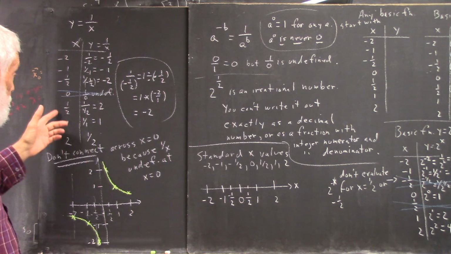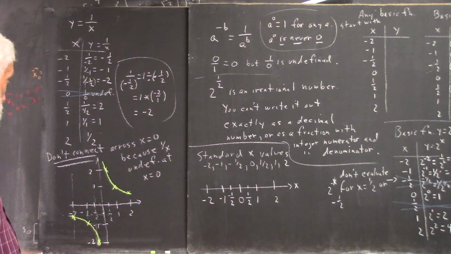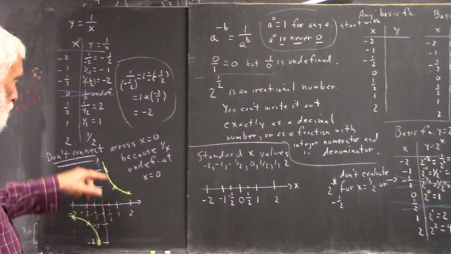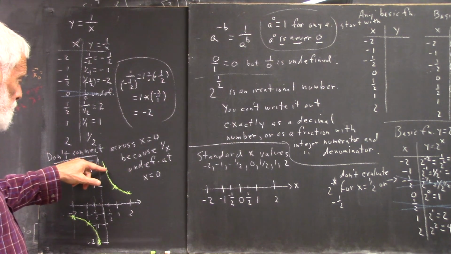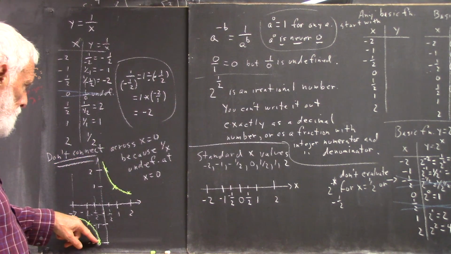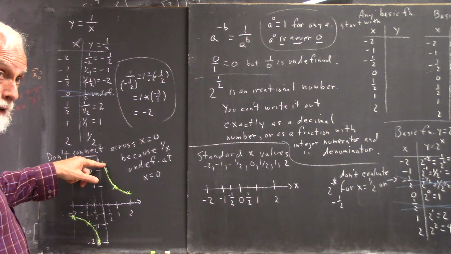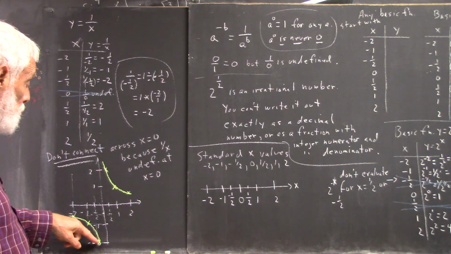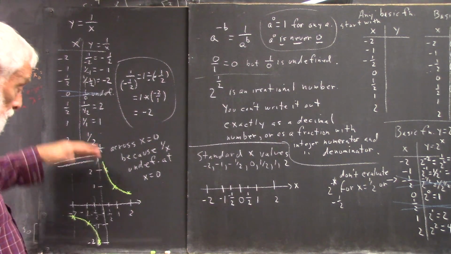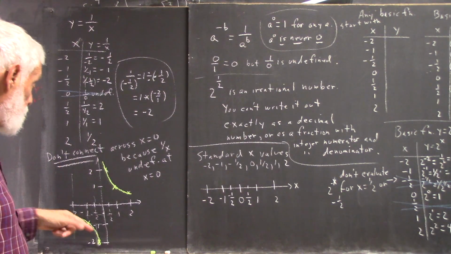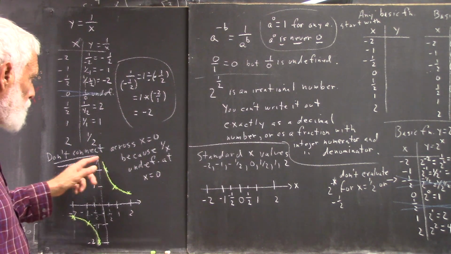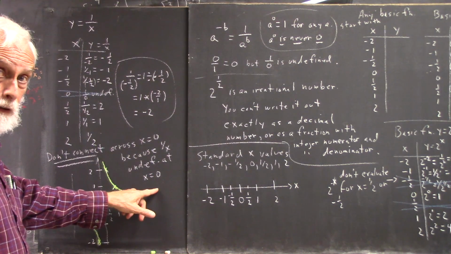Okay, then we go to x equals 1/2. Well, when x equals 1/2, y equals 2. So we get this point. Now somehow we went from here all the way up to here. That doesn't mean we're going to try to connect this point to this one when we draw our curve. Reason is we don't connect across a point where a function is undefined.